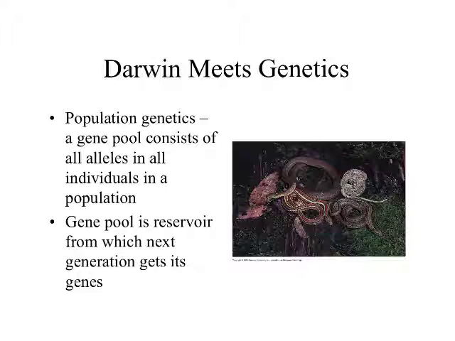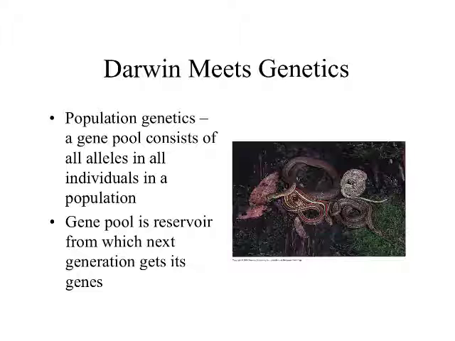Okay, so if we dig a little deeper into modern day genetics and link it back to Darwin, we can find some connections there. Population genetics deals with a gene pool, which consists of all the alleles in the individuals of a population. So if we take a group of snakes in a certain area, it's all of the alleles for the different phenotypes that those snakes possess.